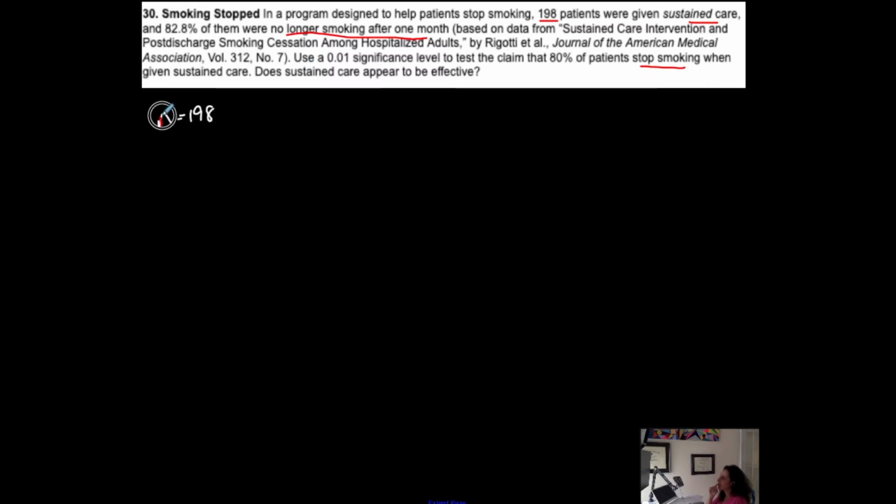Well, but here's the thing. I don't know how many out of the 198 were no longer smoking after 1 month. I just know the percentage out of 198. So therefore, in this example, they give me p hat instead of x. I have to determine x myself. And if I'm using the calculator trick, I'm going to have to calculate x because that's what it asks me for. So you see the difference between the different kind of scenarios.